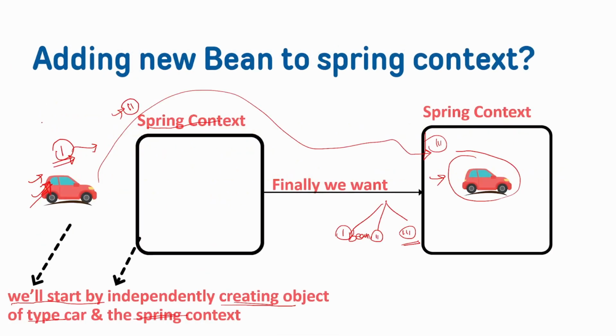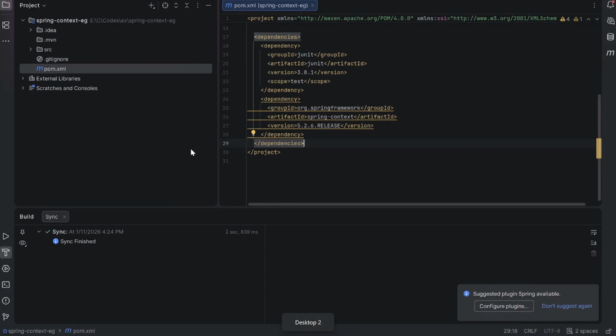First we need to create the Spring class, car class, whose object instance we want to add to the Spring context. So this is step 1, and in step 2 we will create the Spring context, and in the third step we will add the instance of this class to the Spring context. So let's first create our car class.